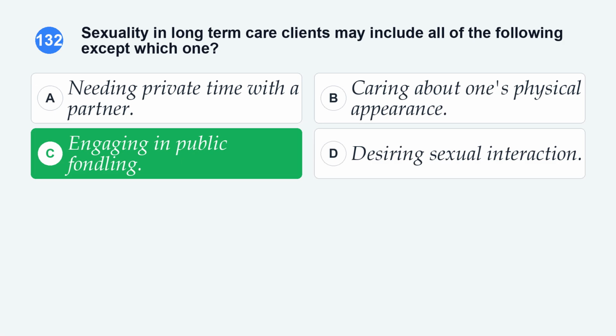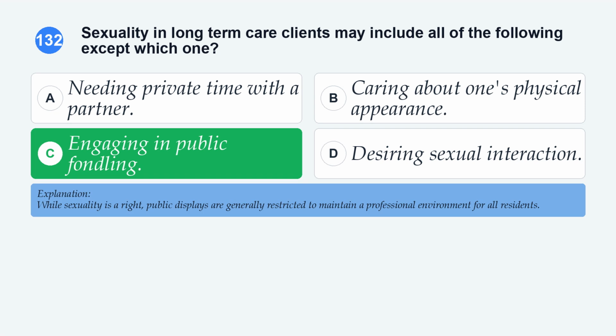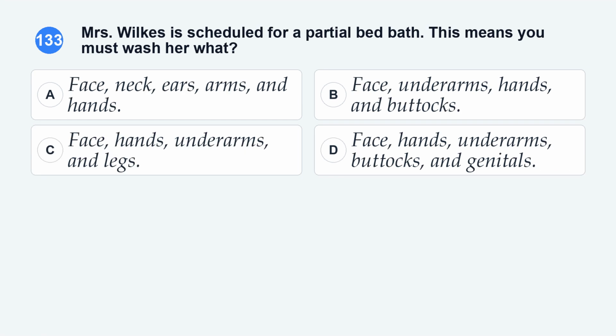The correct answer is option C. Engaging in public fondling. Explanation. While sexuality is a right, public displays are generally restricted to maintain a professional environment for all residents. Question 133. Mrs. Wilkes is scheduled for a partial bed bath. This means you must wash her what?